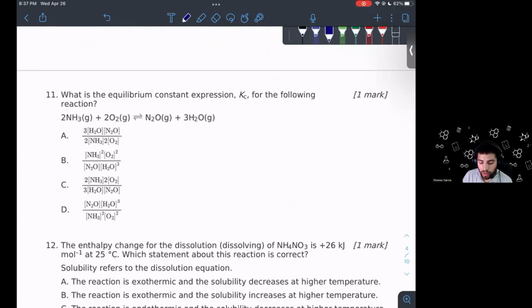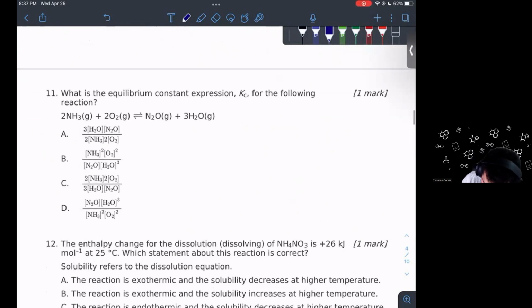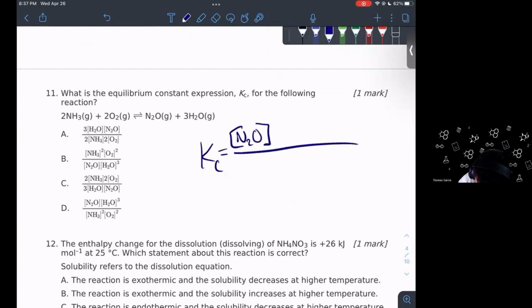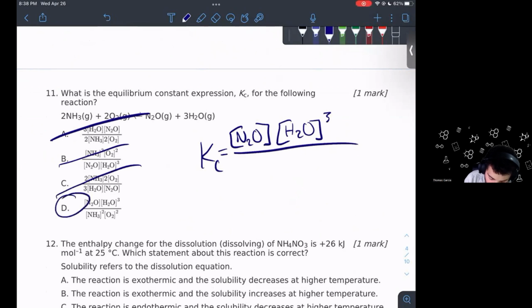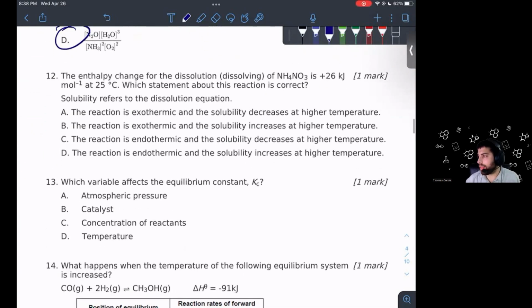What is the equilibrium constant expression Kc for the following reaction? All right, we can all do this by now. Kc is equal to the top, N2O, no exponent. H2O, exponent of 3. Let's see if any of these have this. Not that one. Not that one. Not that one. Oh, I don't even have to finish. It's got to be D. That's it. Straight and simple. With Kc, you can eliminate almost all the options just by doing the top.